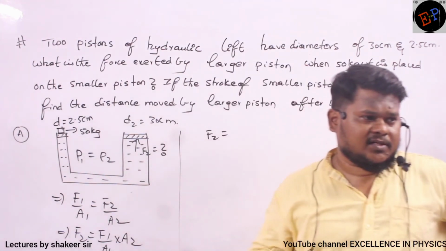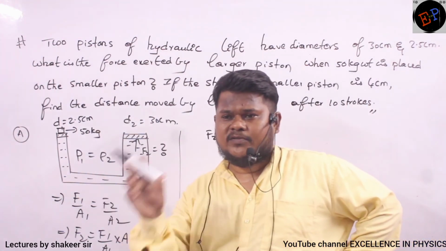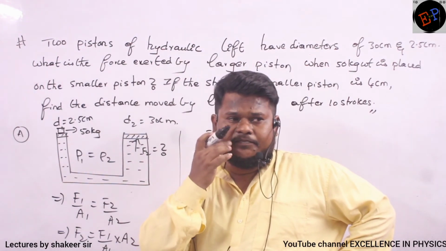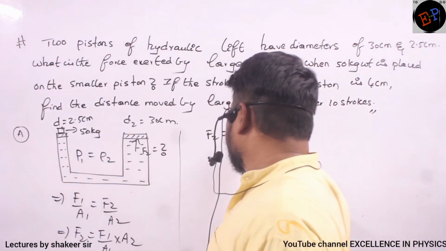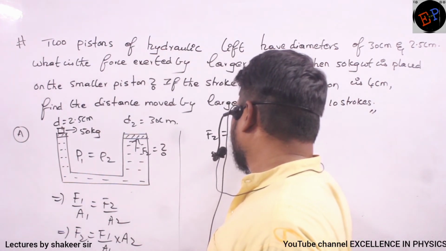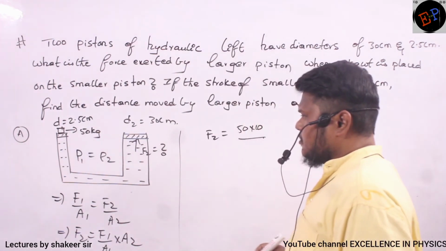Weight of 50 kg. What is the meaning? 50 kg weight means weight of 50 kg. So how to convert mass into weight? By multiplying with the g value. That's all. So F2 is nothing but F1. F1 value is how much? 50 into 10 divided by area of cross section.